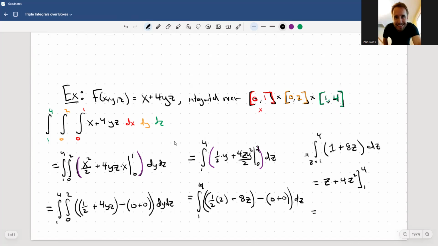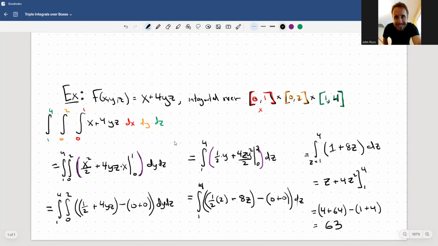When I plug in 4, I'm going to get 4 plus 4 times 4 times 4. So that's 4 plus 64 minus, and now when I plug in 1, I'm going to get 1 plus 4 times 1 times 1. So this is 68 minus 5. We get a final answer of 63.